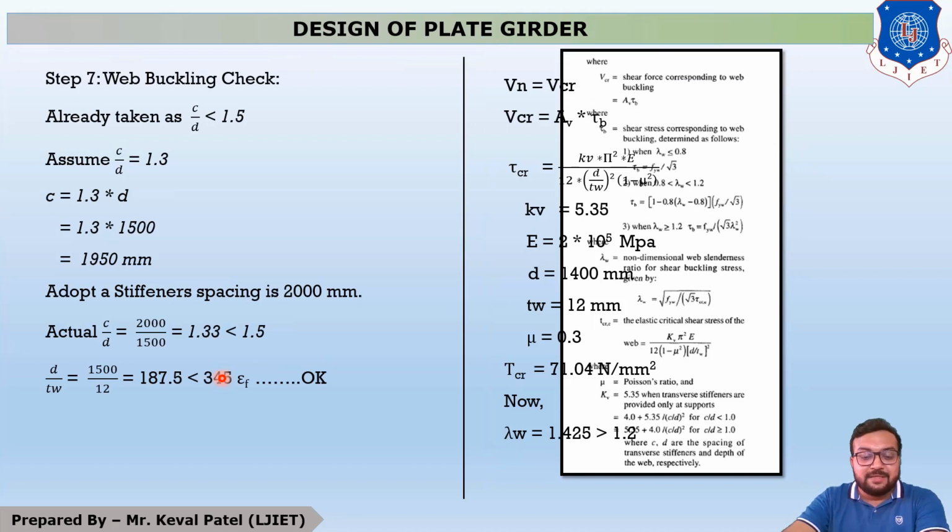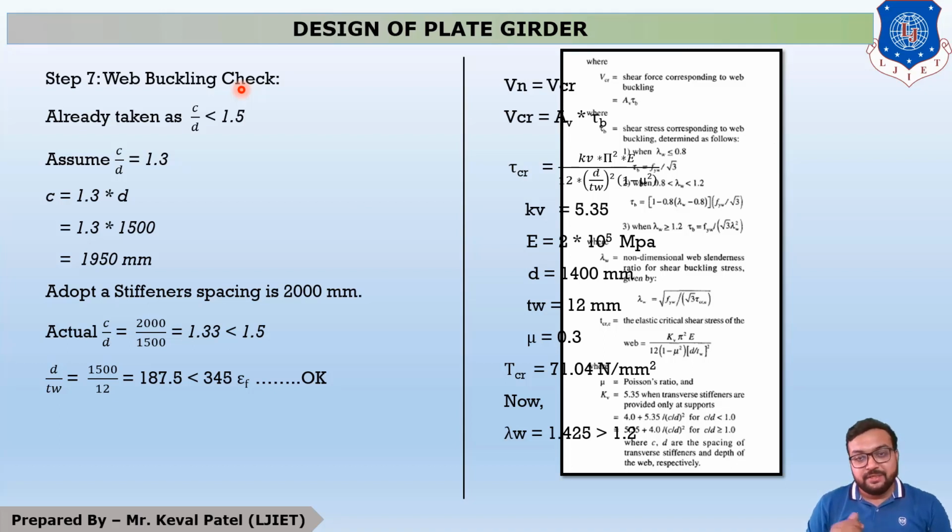Now the last step. Our last step is web buckling check. So students, this is not in your examples, so you do not have to see this typing. Our last step is web buckling check. It is already discussed that for web buckling check, there are two methods. First one is simple post critical method, and second one is tension field method.